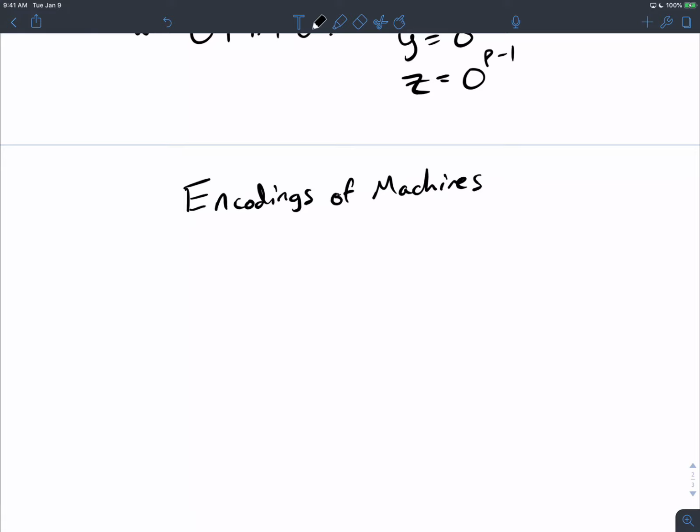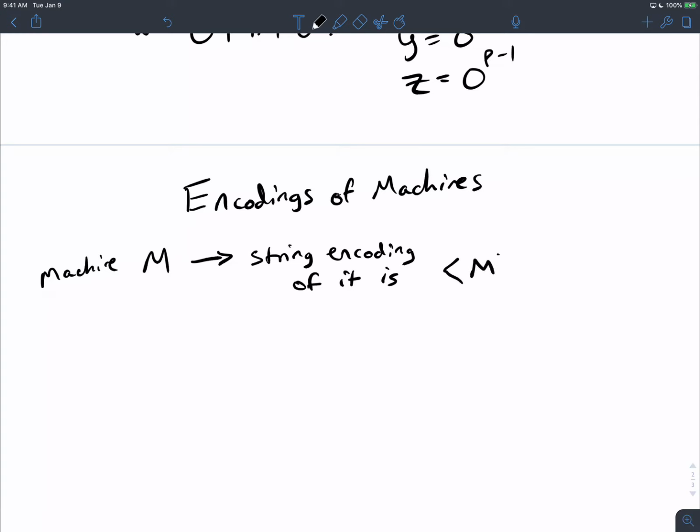And we said that if we have a machine or whatever called M, then the string encoding of it is angle bracket M angle bracket. So all this means is some way of writing the machine as a string. That's all it means. We're not transforming it into something. It's literally just a string description.